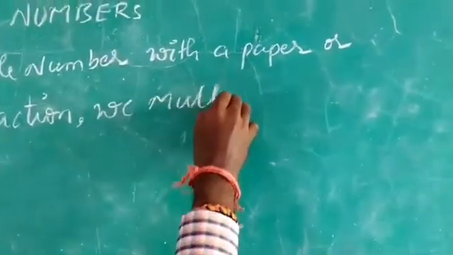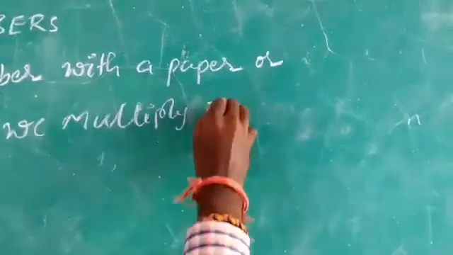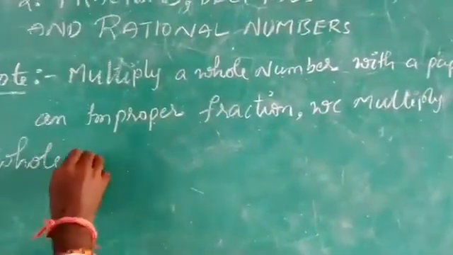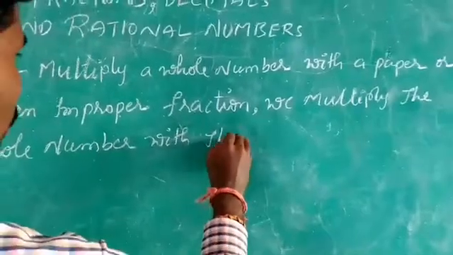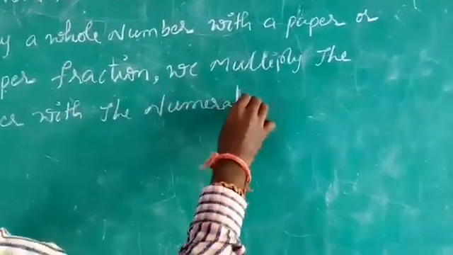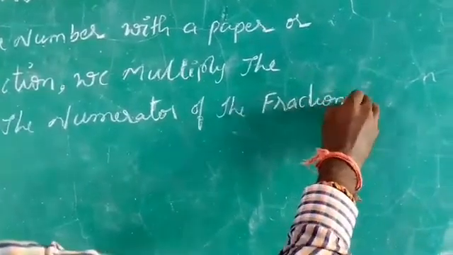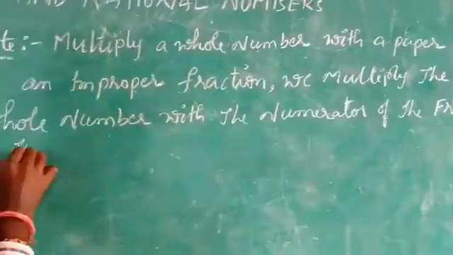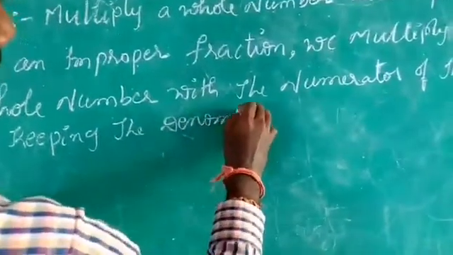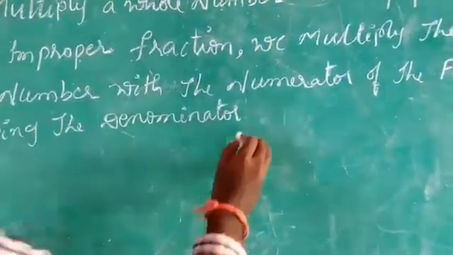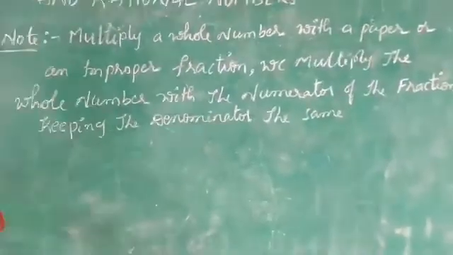We multiply the whole number with the numerator of the fraction, keeping the denominator the same. Right or not? Yes or not?